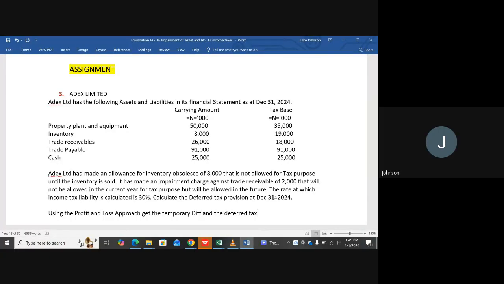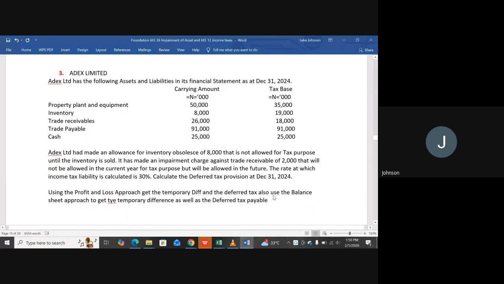So that is that. Then using the balance sheet approach, also get the temporary difference as well as the deferred tax payable. So that's that.